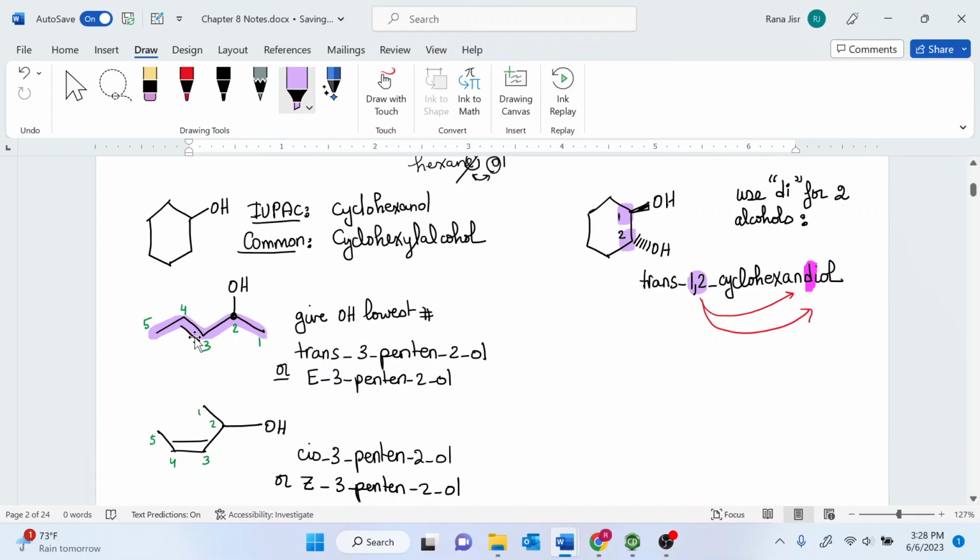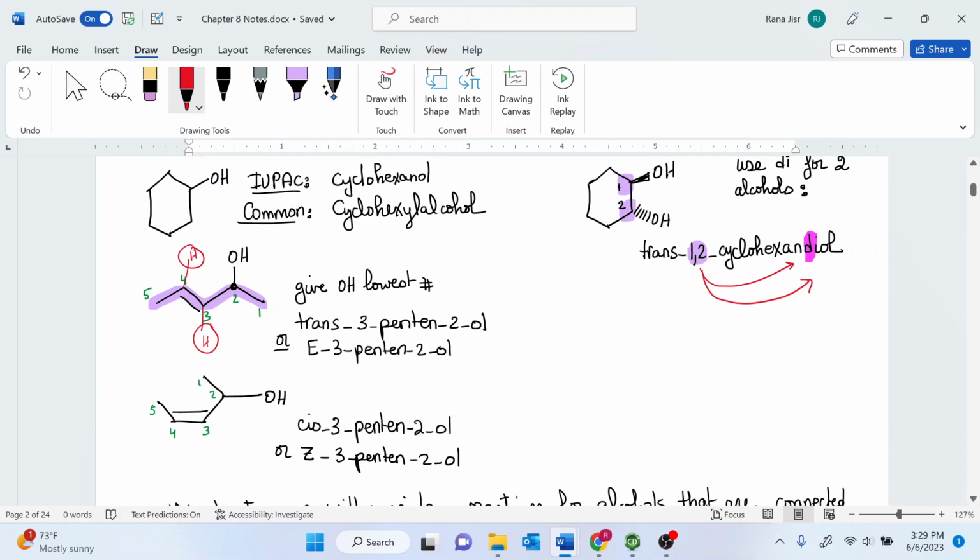Along the double bond, we have stereochemistry. We have cis and we have trans. And here we do have a trans because the 2 groups that are the same, which are the hydrogens, are on opposite sides. So this is why this is called a trans-3-penten-2-ol.